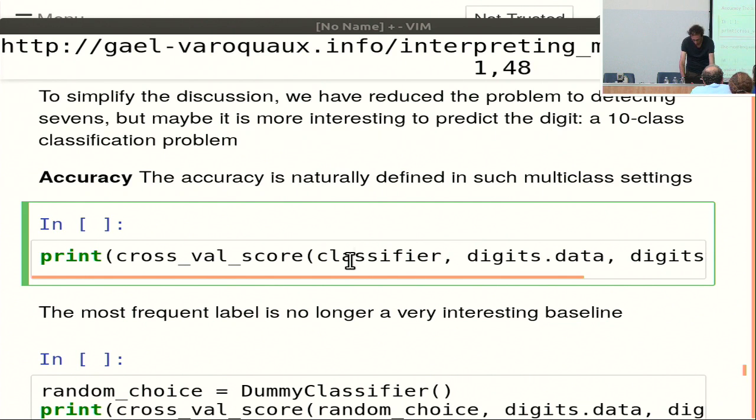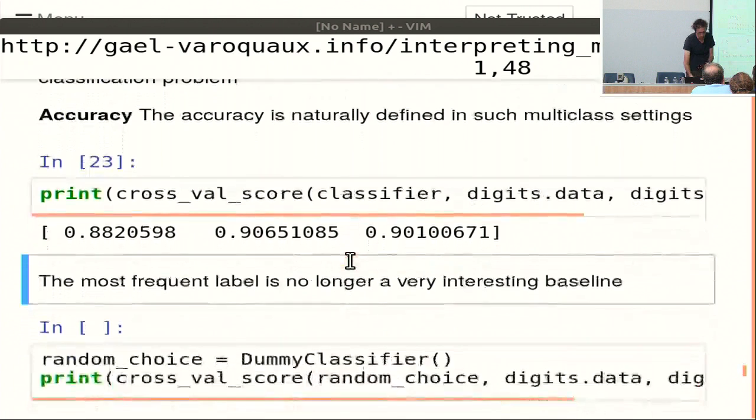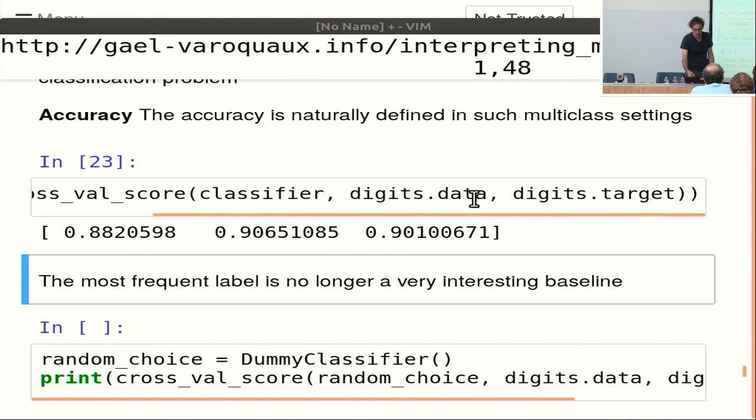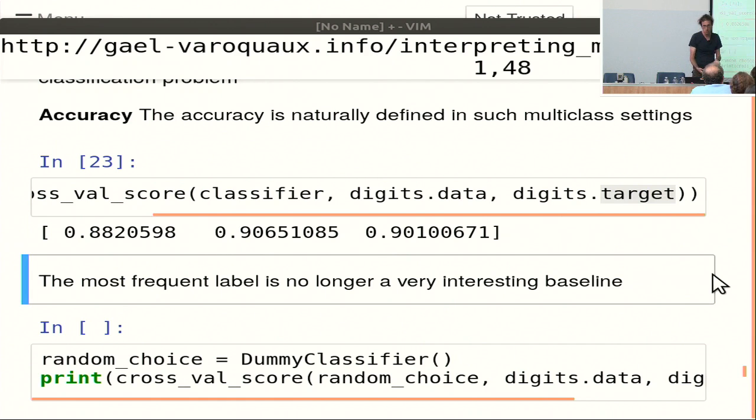The 0, 1 loss. So we can still compute. The difference between what I was doing previously and this is that here I'm looking at the full target. The full target is made of 10 classes. It's not 7s and not 7s. It's all the different digits. Okay. In which case accuracy is well defined, and we still get 1 is perfect prediction.